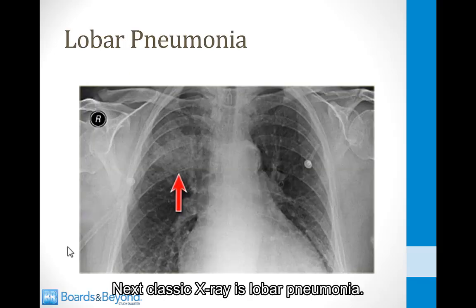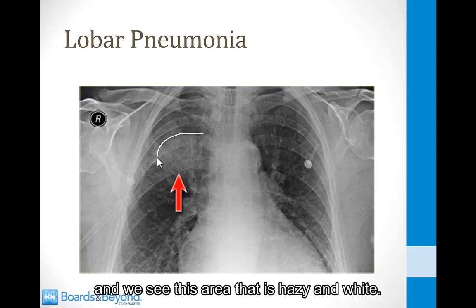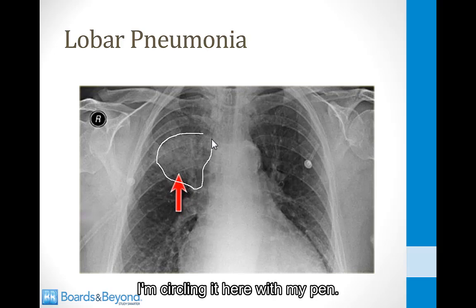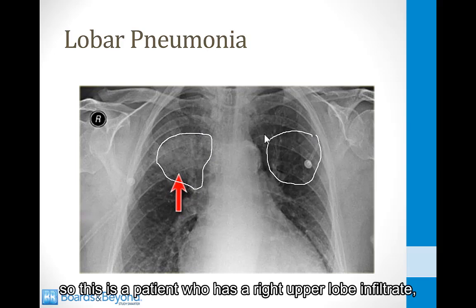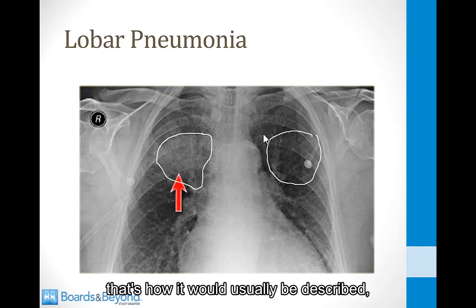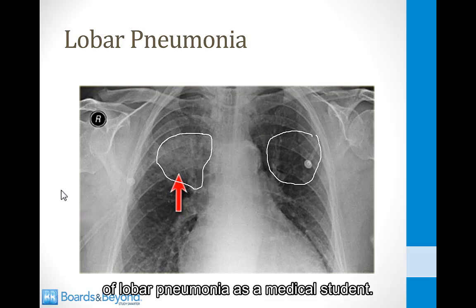Next classic X-ray is lobar pneumonia. So let's look over here in the right lung, and we see this area that is hazy and white. I'm circling it here with my pen. If you compare that to the left side, you'll see that the left side is clear. So this is a patient who has a right upper lobe infiltrate, that's how it would usually be described, or a right upper lobe pneumonia. And you should be able to identify classic examples of lobar pneumonia as a medical student.